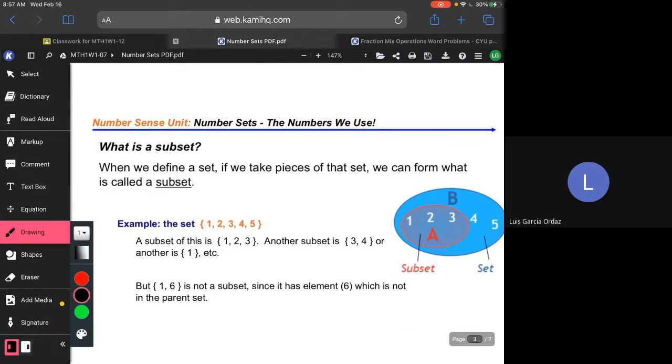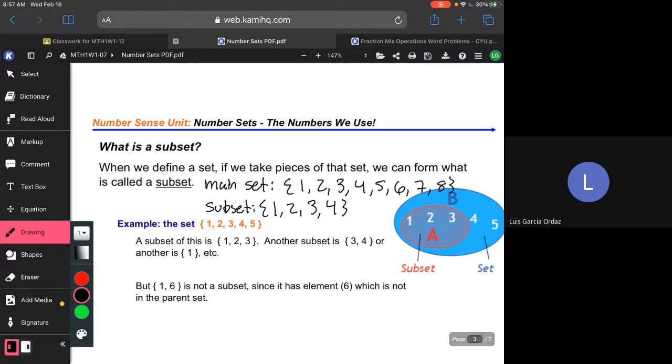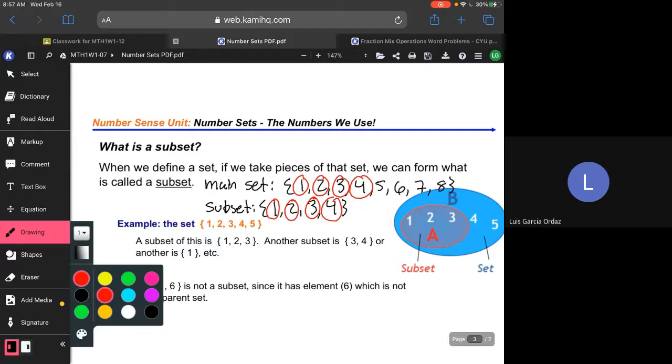So a subset is when we define a set, if we take pieces of that set, we can form what is called a subset. So for example, let's say my main set is 1, 2, 3, 4, 5, 6, 7, 8. Okay. My subset, can someone pick 4 numbers from that main set? Simon. 1, 2, 3, 4. So my main set is 1, 2, 3, 4, 5, 6, 7, 8. A subset would be numbers that appear in the main set. So as you can see, in the subset, 1 appears, 2 appears, 3 appears, and 4 appears. And in the main set, I have 1, 2, 3, and 4. Okay? Because my subset contains numbers from the main set, it is considered to be an actual subset of my original set.